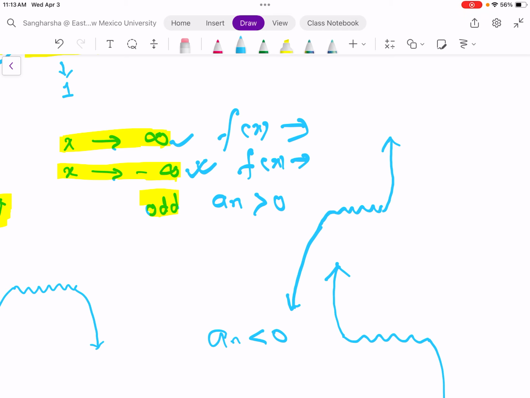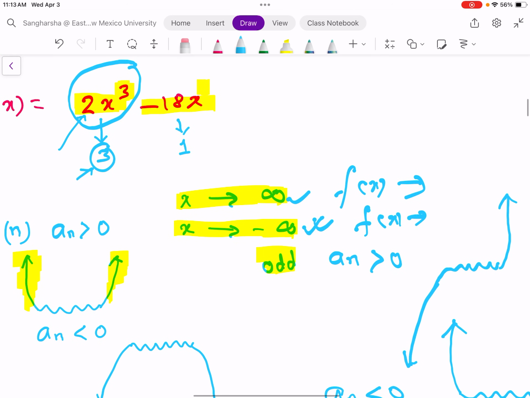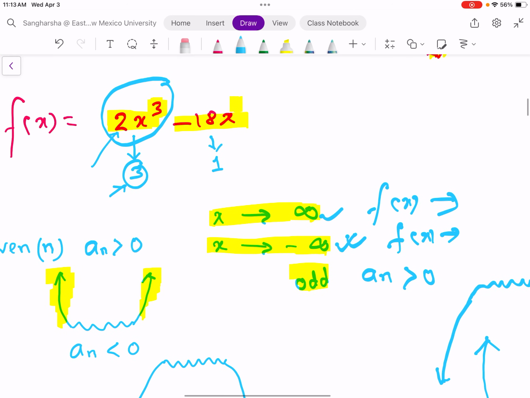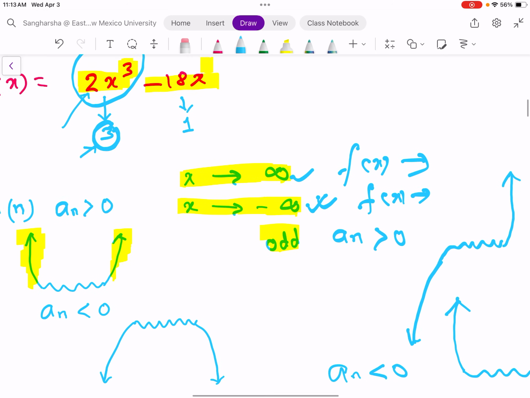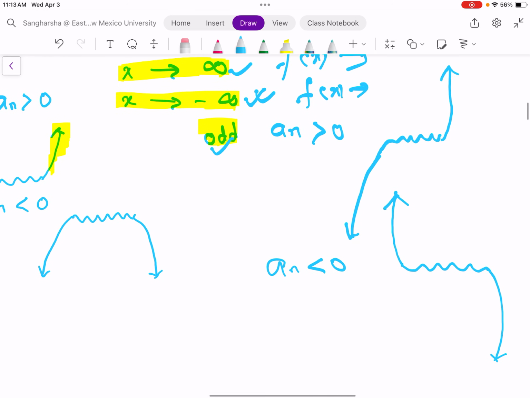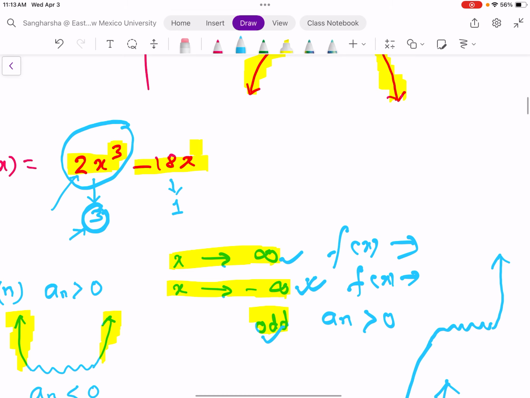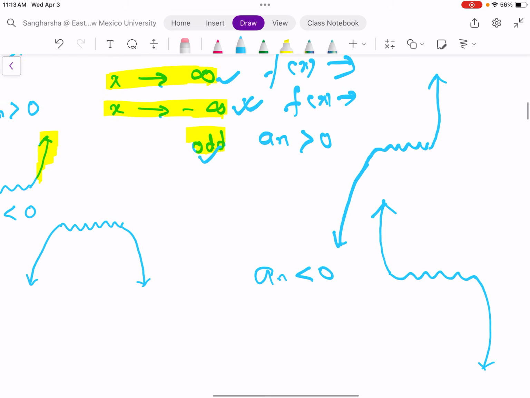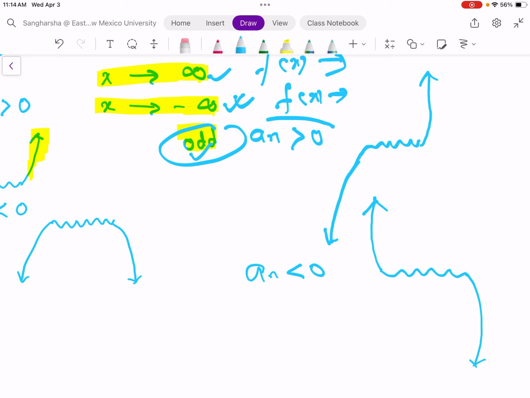Okay. Now for this function, let's find out. Our degree is 3, right? So we go for the odd degree. And the next, we take the coefficient of the leading term. The coefficient of the leading term is 2, which is positive. So we have an odd degree and the coefficient is positive. It means this is the graph that we're going to have for this function.